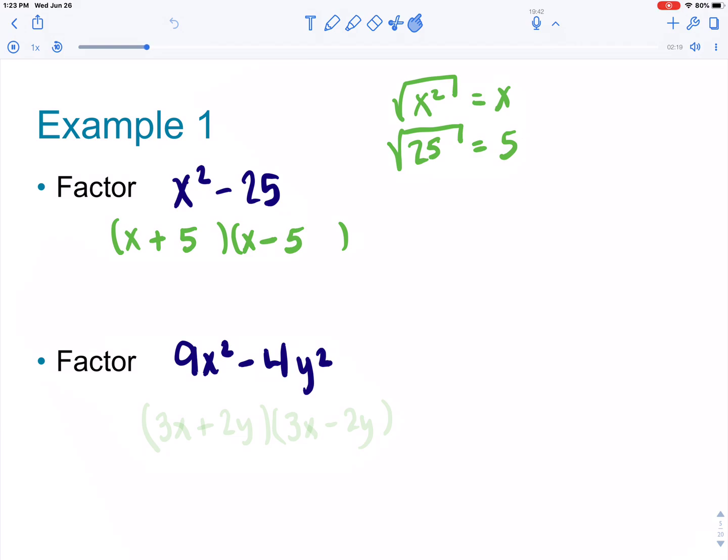Okay, so on the next one, same thing. So 9x squared, the square root of 9x squared is 3x. And then the square root of 4y squared is 2y. So that's how that would factor out. Those aren't too tough. You just got to make sure that they are perfect squares for you to go through with them.